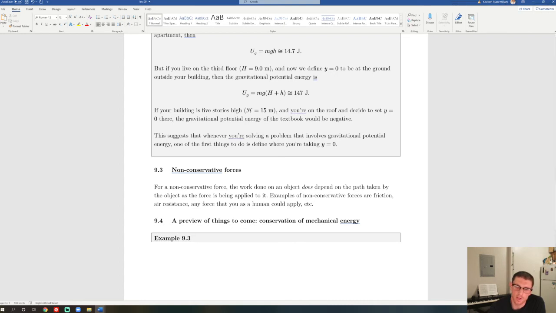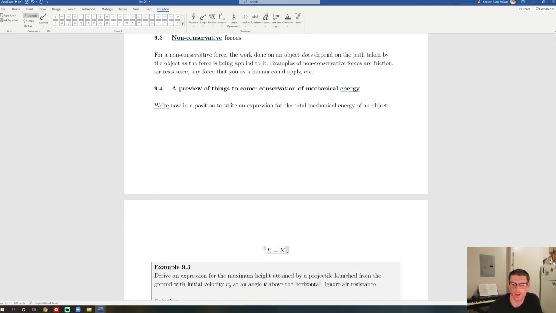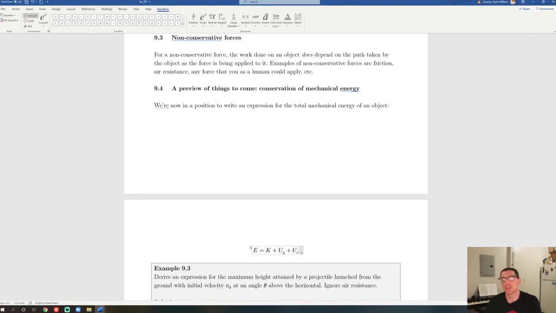There is this idea of conservation of mechanical energy, right? I think I mentioned this when I first discussed energy. And we're now in a position to write an expression for the total mechanical energy of an object. So we denote this with a capital E, and the total mechanical energy is just the kinetic energy plus the gravitational potential energy plus the elastic potential energy. Now, this is general, right? An object doesn't have to have elastic potential energy, for instance. That is something you'll see very often. We'll see that in the example we're going to do.